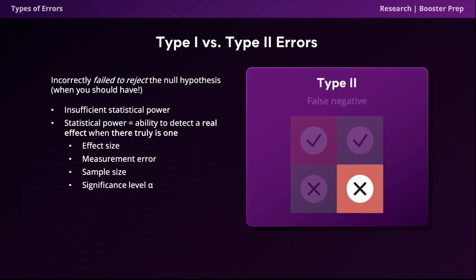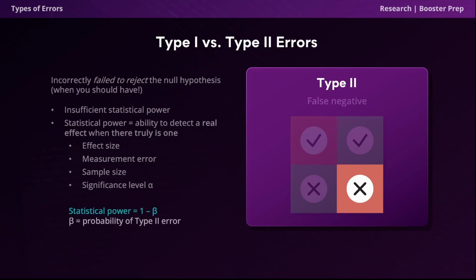In order to indirectly reduce the risk of a type 2 error, you can increase the sample size or the significance level. However, be careful when increasing the significance level alpha because increasing alpha also increases the risk of a type 1 error, which we've discussed previously. It's also important to know the formula for statistical power, which is 1 minus beta, where beta represents the probability of a type 2 error.